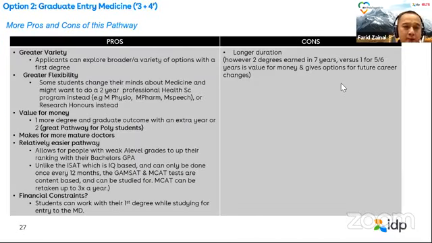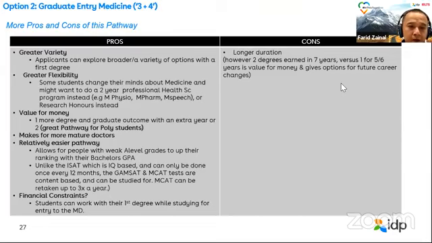Okay, similarly, weighing up the pros and cons of this graduate entry medicine, all right? To start with the advantages, there'll be a greater variety, right? Meaning that by exploring this option, applicants can explore broader options with your first degree, because then you have more exposure and more experience, and then you know where your strengths and weaknesses are, right? And there's greater flexibility, right?